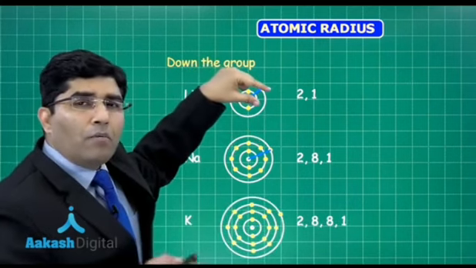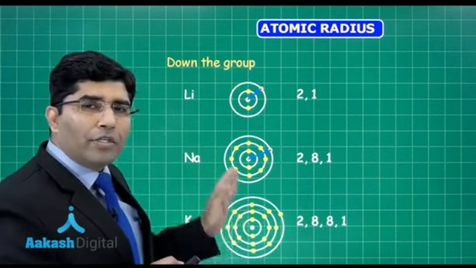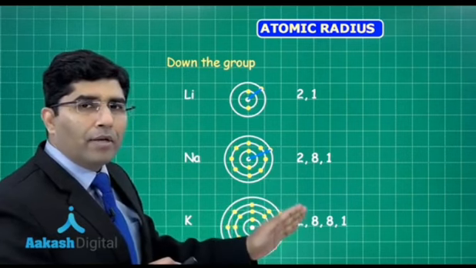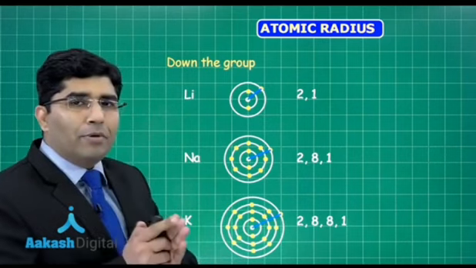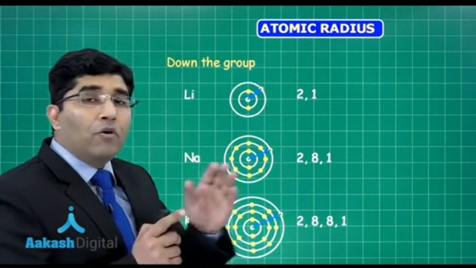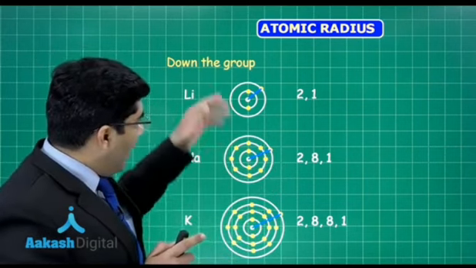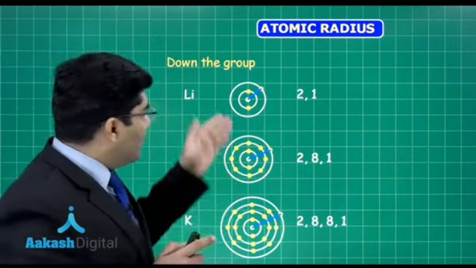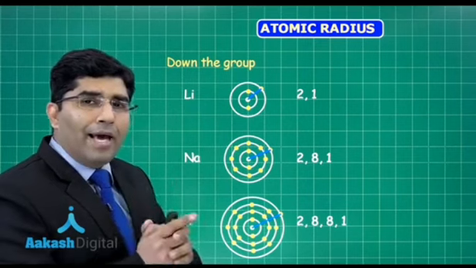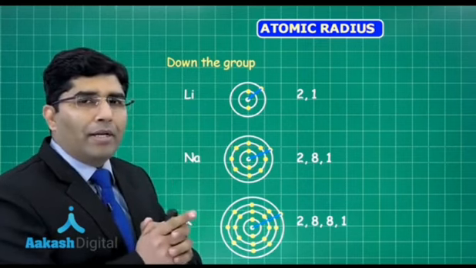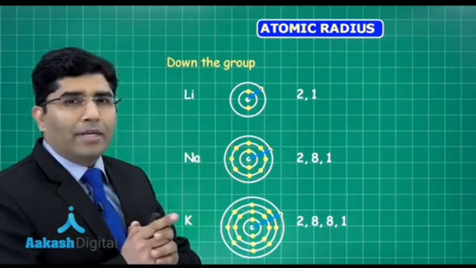If we talk about potassium, now we have 4 shells. The electronic configuration is 2,8,8,1, right? And radius is the distance between the nucleus and the valence shell electron. So this will be the distance, and from this diagram you can clearly see that potassium will have a bigger radius than sodium, and sodium will have a bigger radius than lithium. That's why down the group the radius will increase, right?